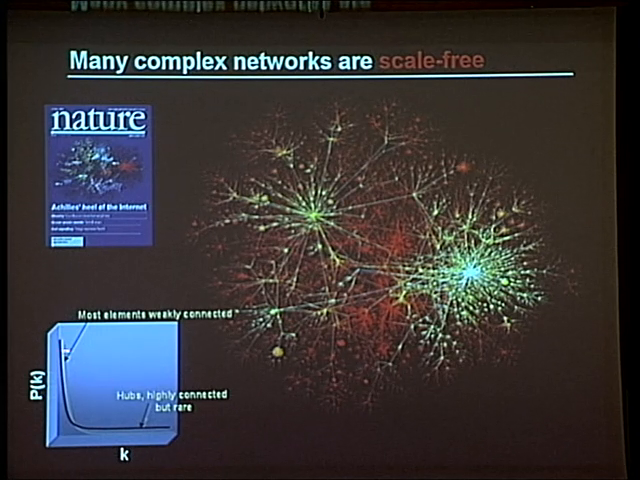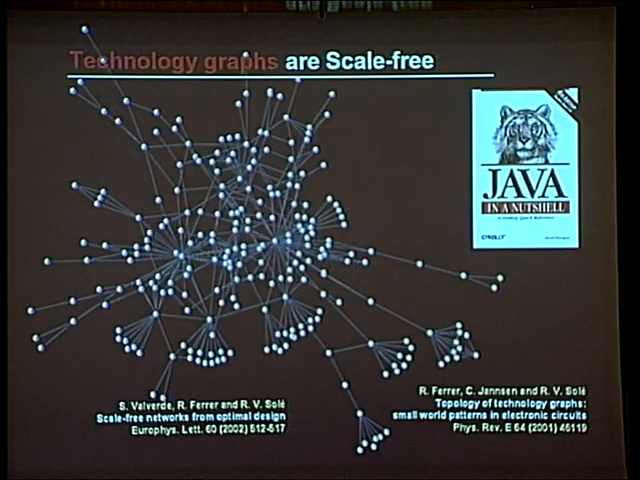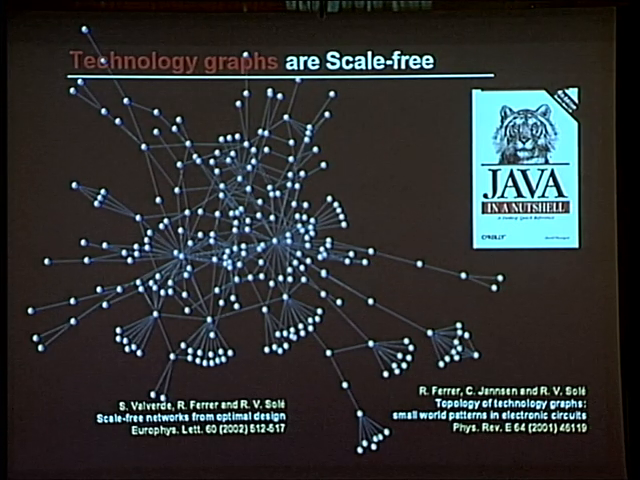The distribution is very different. Many, many, many elements have just a few connections, but some of them have a lot of connections, okay? The consequences of that, beyond the fact that these are very efficient networks, and I want to mention that for technology graphs, for example, for software class diagrams, you have this architecture.